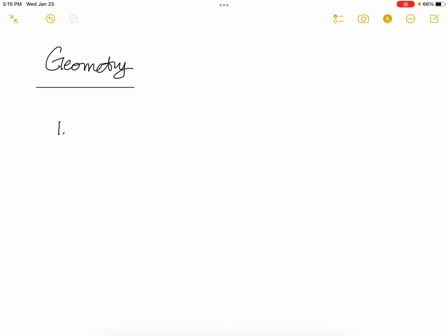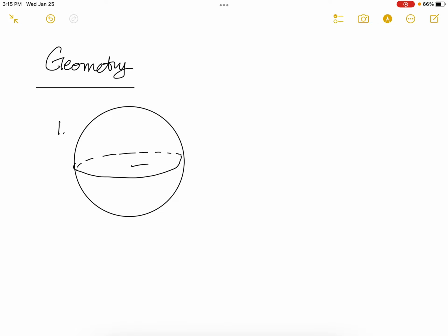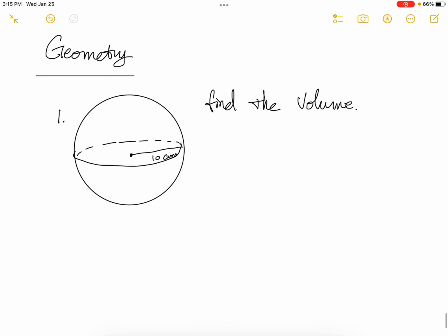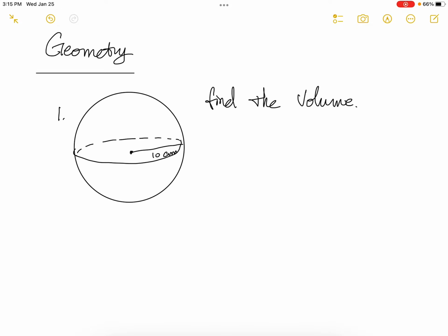So let's say here I say you have a sphere and the radius is 10 centimeters, and then I ask you to find the volume. So even though it's just a simple plug in the number into the formula, I still want to keep in mind the steps, right?